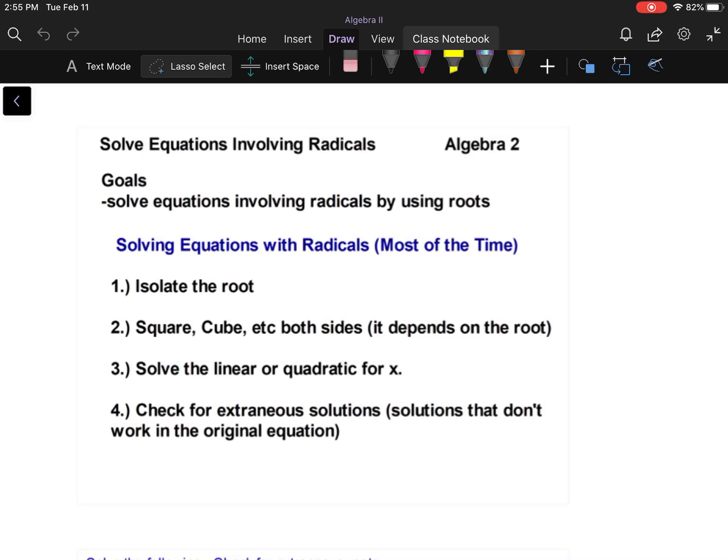Okay, solving equations with radicals, and I want to add rational exponents as well. You are going to isolate the root or radical.